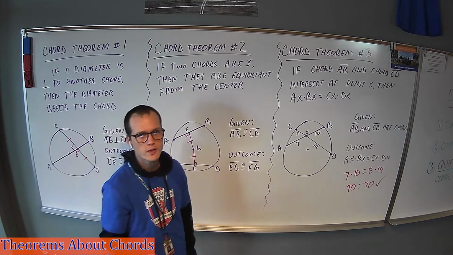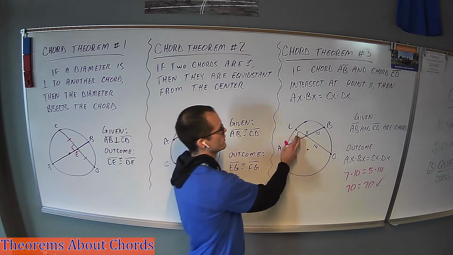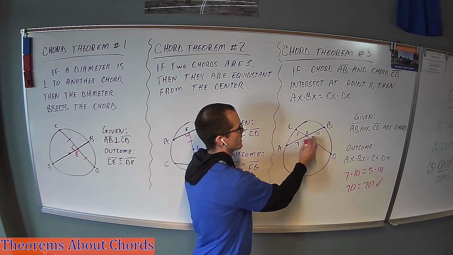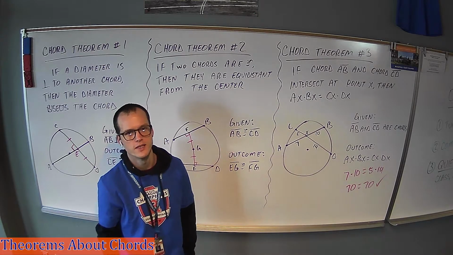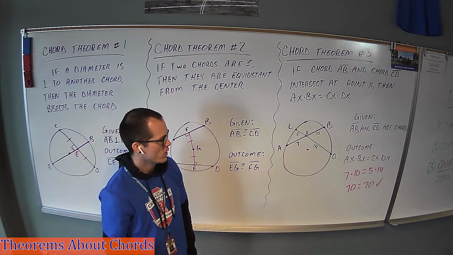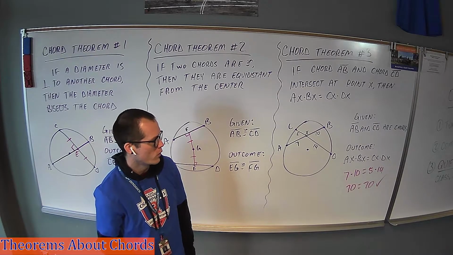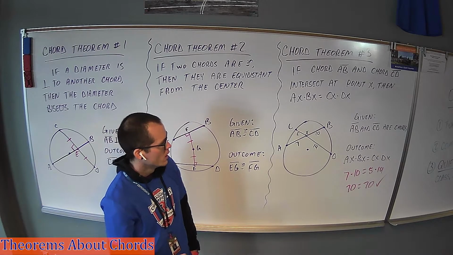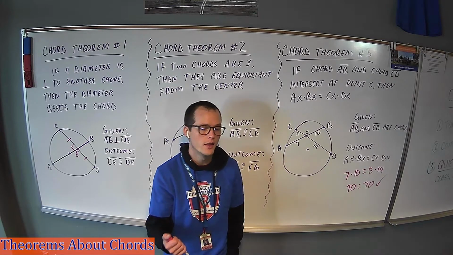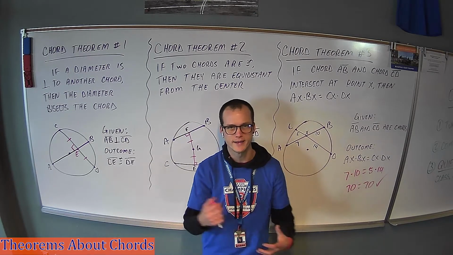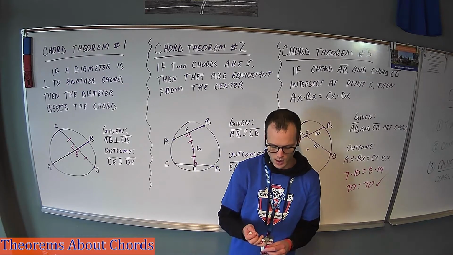Whenever you have two chords that cross each other, the product of the two segments of that chord has to equal the product of the two segments of the second chord. So it feels kind of wonky, feels kind of weird, but it's a pretty powerful little theorem here. Okay, here's some theorems about chords. These are going to be mixed into practice problems. So you're going to be doing other things.